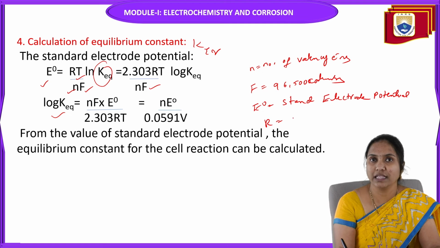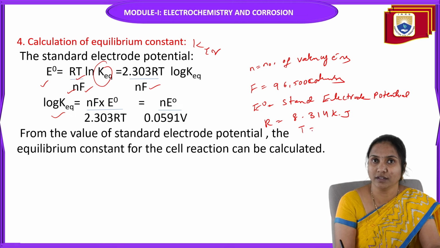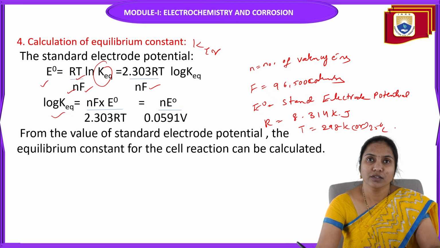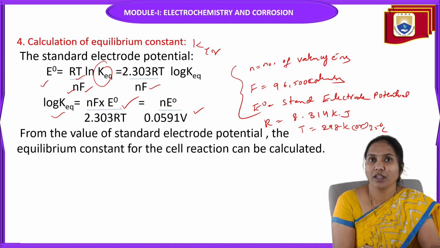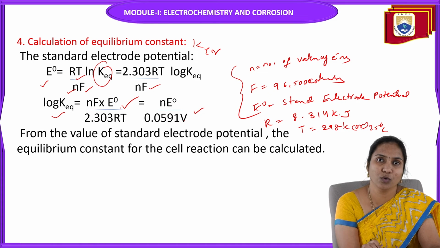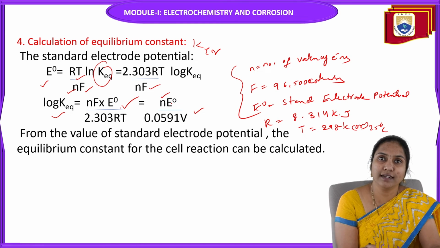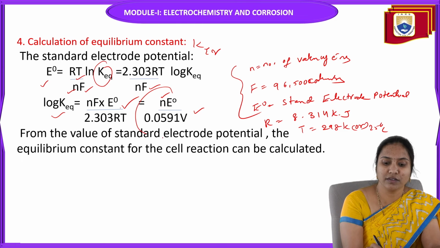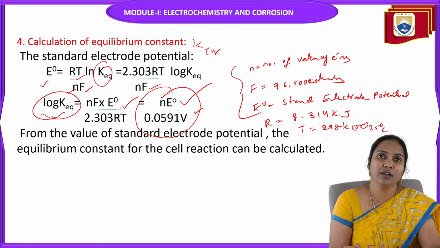R means the gas constant, whose value is 8.314. Substitute all the values, and the temperature is 298 Kelvin or 25 degrees centigrade. Substitute all these values in this equation, and finally you'll get this: log K equals N E naught by 0.0591 volts. Here N means the number of valency electrons and E naught the standard electrode potential. So in this equation, if we know the E naught value, we can easily calculate the equilibrium constant.